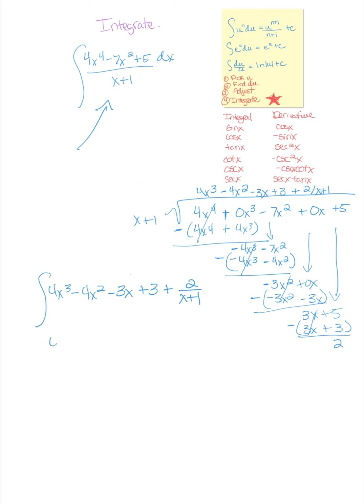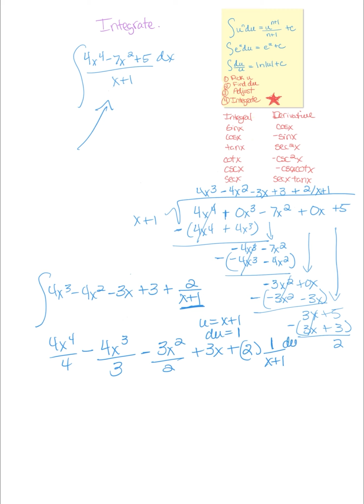So this is going to be a power rule. So we're going to have 4x to the 4th divided by the power. 4x to the 3rd, because we're just adding 1 to the power, divide by the new power. Minus 3x squared, divide by the new power, plus 3x. Now this one right here, if we look, our u is going to be x plus 1. Our du is going to be 1. So we're just going to bring that 2 out. It is now a multiplier for this, and we're going to have 1 over x plus 1. This is du over u. That's a logarithm. So we are going to have plus 2 ln absolute value of x plus 1 plus c.